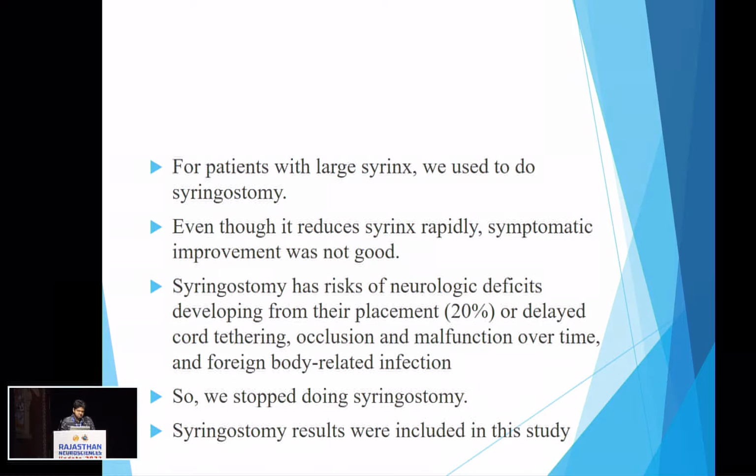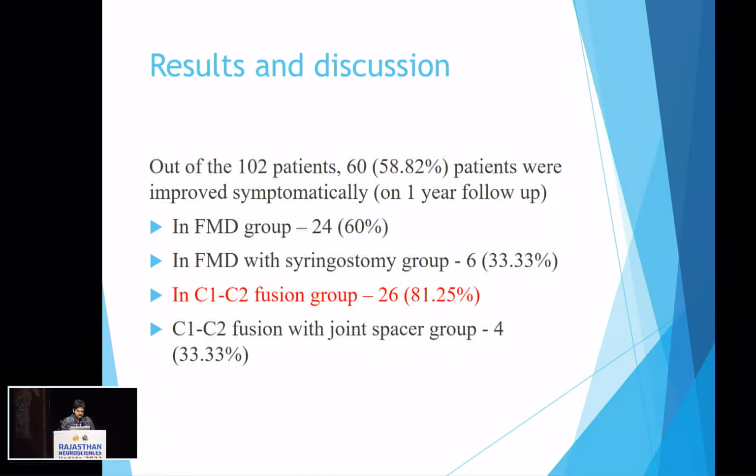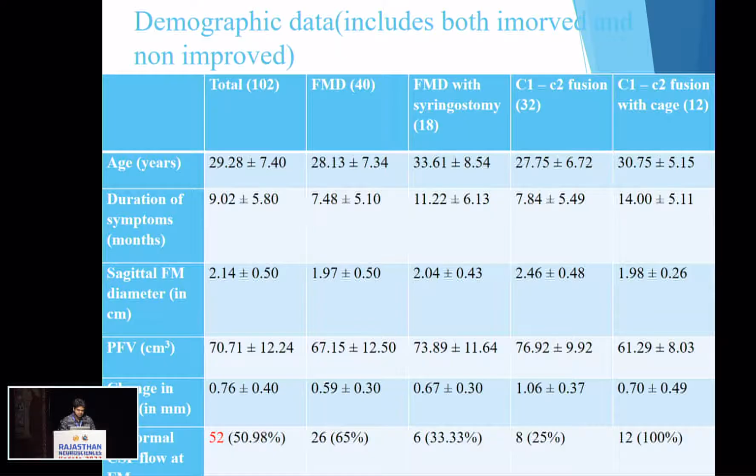For large syrinxes, we used to do syringostomy initially. Even though it reduced syrinxes rapidly, symptomatic improvement was not good, and there were also risks of neurological deficits developing from their placement, delayed cord tethering, occlusion, and malfunction over time. So syringostomy was stopped, but the results were included in this study. Out of the 102 patients, 60 patients were improved symptomatically on a 1-year follow-up, the highest improvement in symptoms being in the C1C2 fusion group, that is 81.25%.